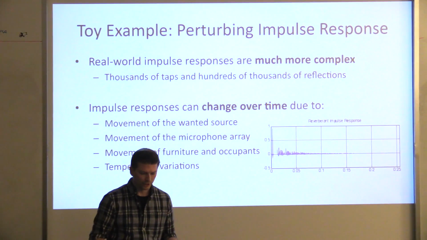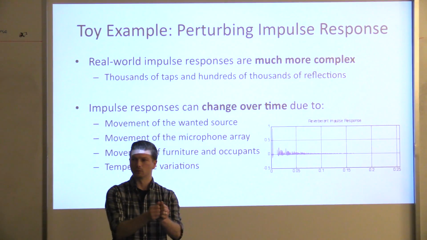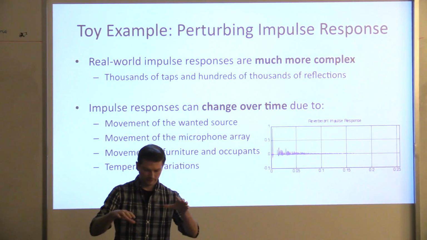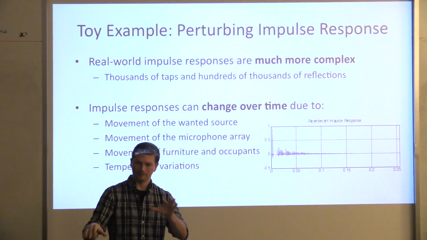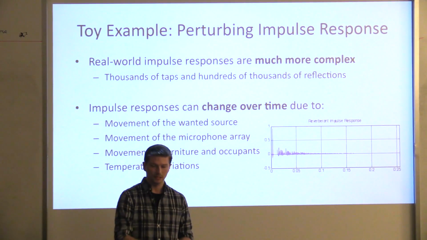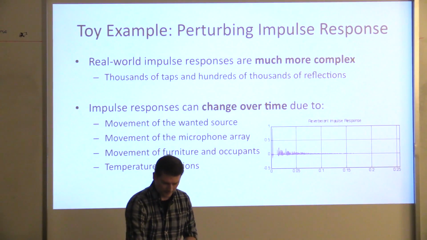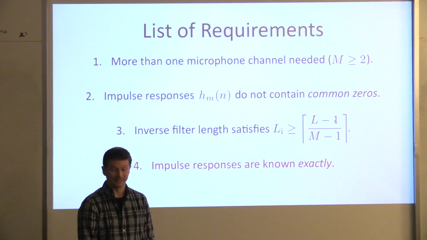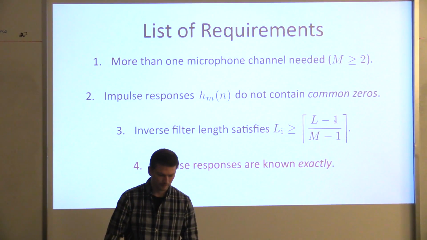Impulse responses will always change over time. We've got movements in the source position, we've got movements in the position of the microphone array, just the movement of furniture around the room or the change of the temperature in the room. This is enough to make a difference in the acoustic impulse response to make this inverse not be very robust. So sadly, we're going to have to add one more thing to our list of requirements, and that's that the impulse responses need to be known exactly. This, of course, isn't feasible in the real world.